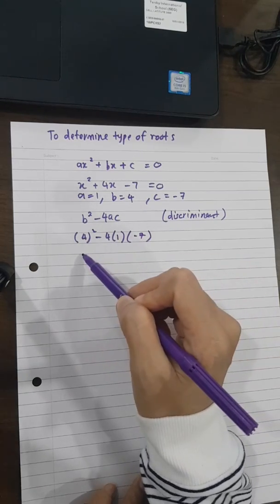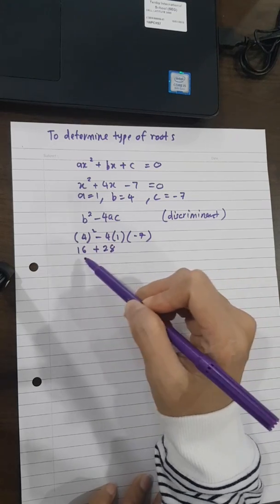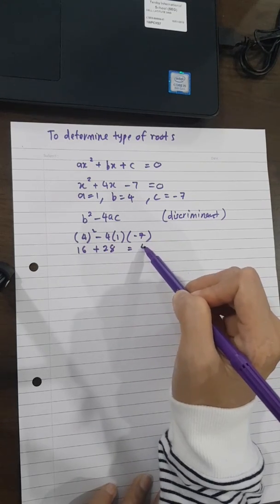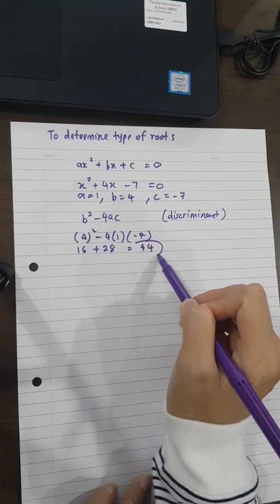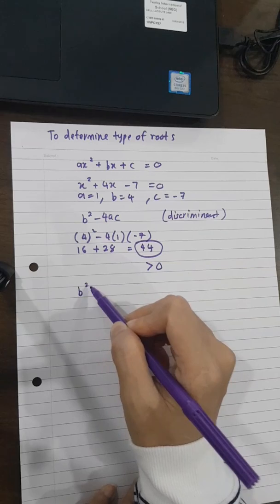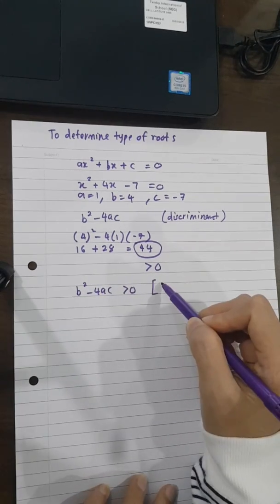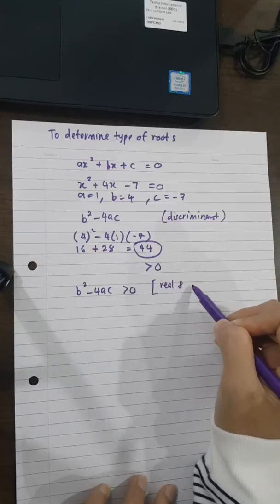Calculate this value. So you get 16 plus 28, right? So 16 plus 28 is 44. So 44 is more than 0. So if your b square minus 4ac is more than 0, it means you have real and distinct roots.